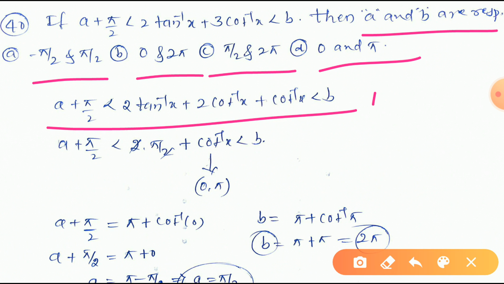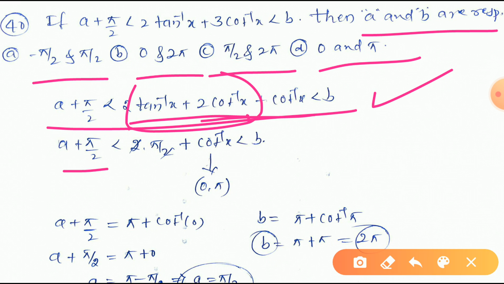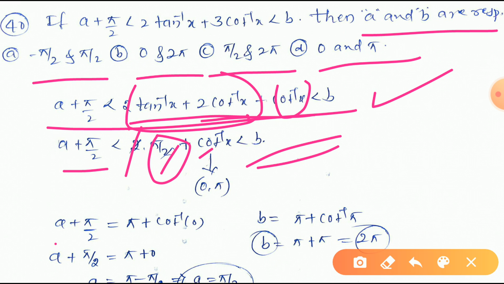Here, 2 tan inverse x plus 3 cot inverse x can be rewritten as 2 times cot inverse x plus cot inverse x, adding these we get 3 times cot inverse x. I take out the common factor 2 from the first two terms, so this is 2 times tan inverse x plus cot inverse x. We know tan inverse x plus cot inverse x is equal to π/2. Then this cot inverse x stays as it is, less than b. These terms get cancelled, and we get a plus π/2 less than cot inverse x less than b.